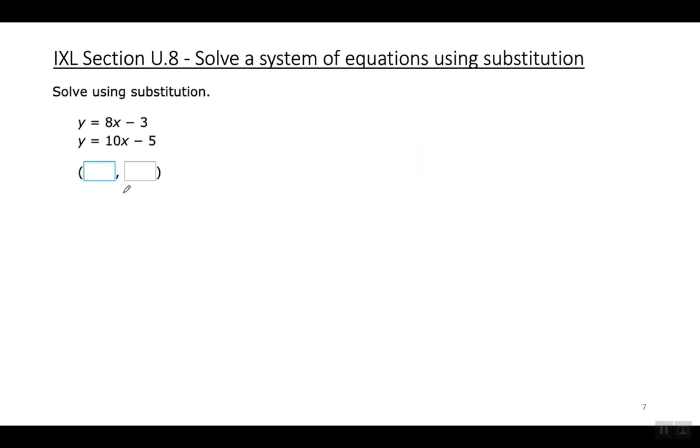Hold up, I messed up. Y equals 8. Okay, so again, you could do this mental math.